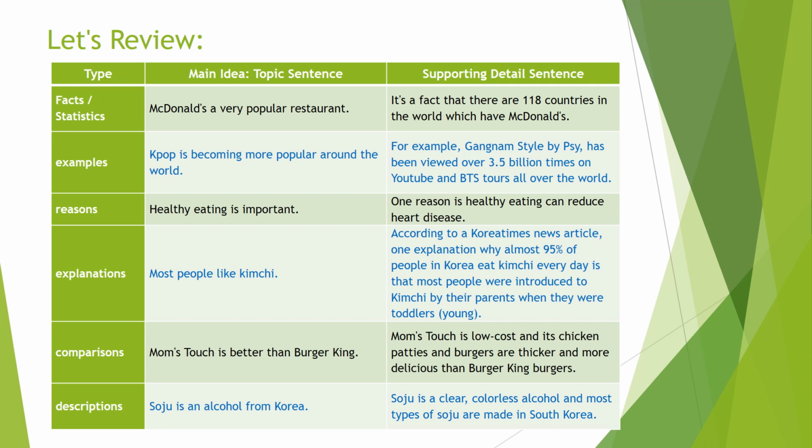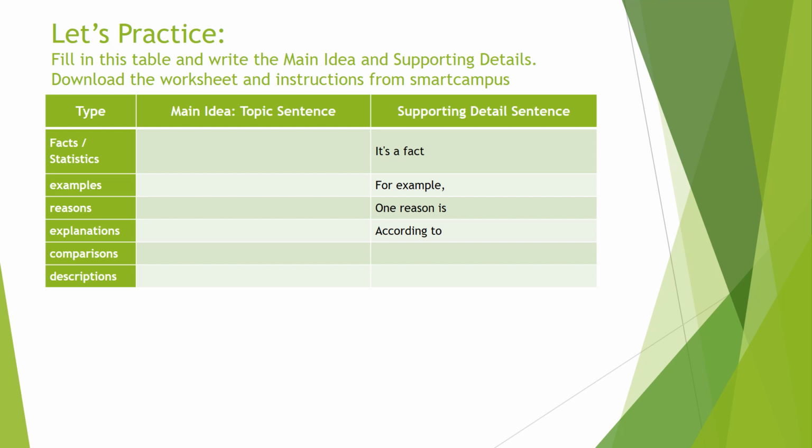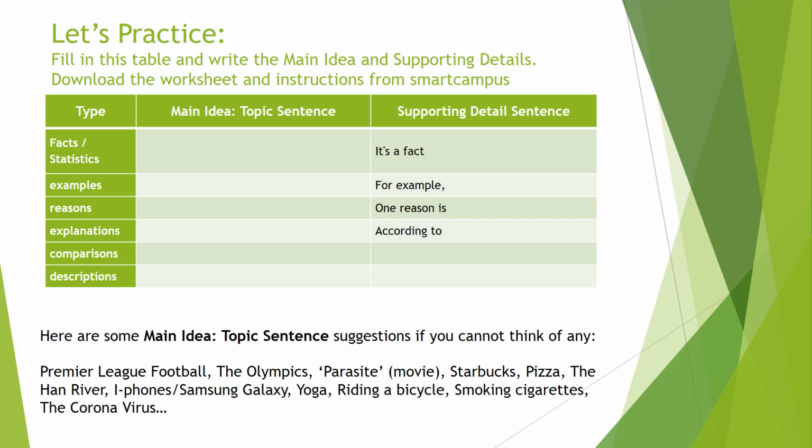So, let me give you another slide here. It says, let's practice. Fill in this table and write the main idea and supporting details. Now you can download the worksheet and instructions from Smart Campus. You will basically have this table on your worksheet, and you have to fill in the main idea, the topic sentence, and an example of a supporting detail sentence. Now, if you can't think of any main idea sentences, you can use some of these suggestions, okay? It's up to you. Sometimes it's difficult to think of a main idea, a topic sentence. So if you're not sure, you can just use some of those ideas.